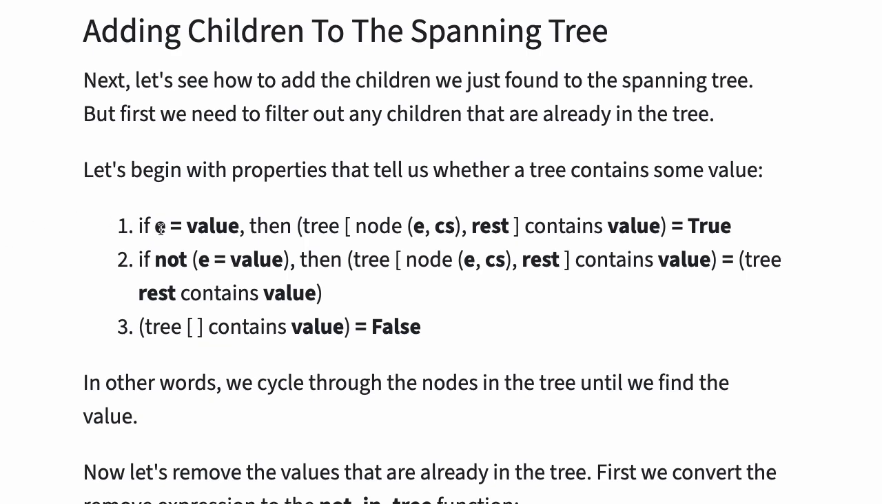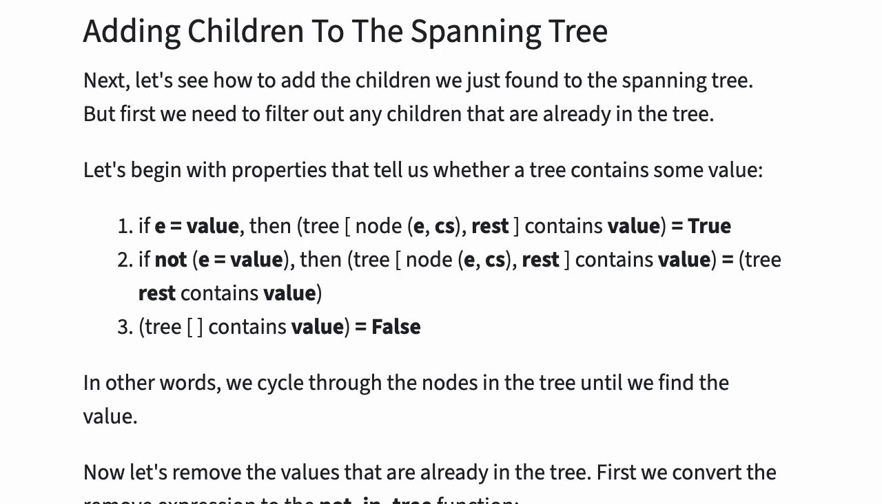Property 1. If E is equal to value, then the statement tree node E, CS, rest contains value is equal to true. Property 2 says that if E is not equal to the value, then the expression tree node E, CS, rest contains value is equal to the expression tree rest contains value. Property 3 says that the expression the empty tree contains value is equal to false. In other words, we cycle through the nodes in the tree until we find the value.